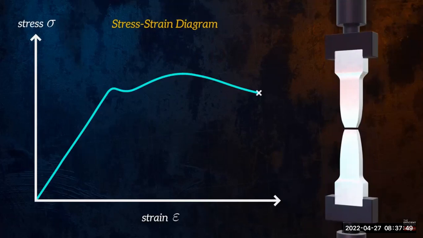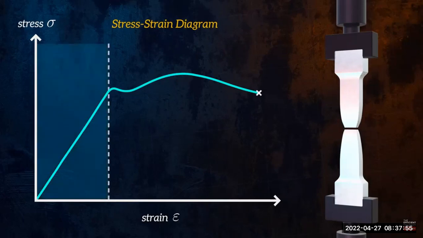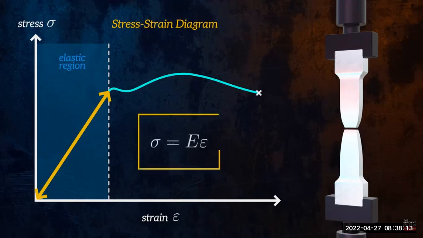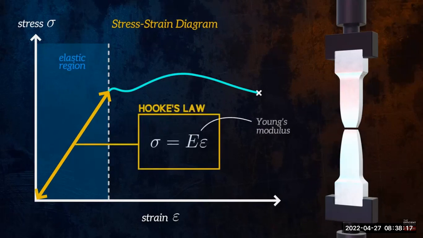Stress-strain diagrams for ductile materials like this one show that there is an initial region for low strain values where the relationship between stress and strain is linear. Deformations occurring in this region are fully reversed when the load is removed, and so are said to be elastic. This linear relationship between stress and strain is defined by Hooke's law. The ratio between stress and strain is called Young's modulus, which is an important material property.